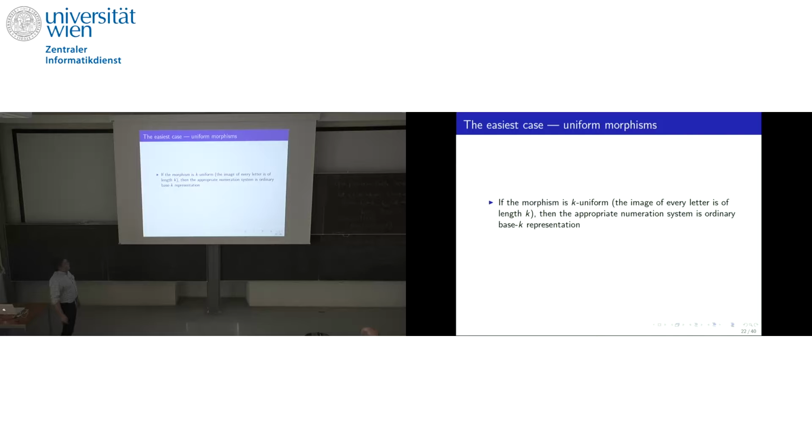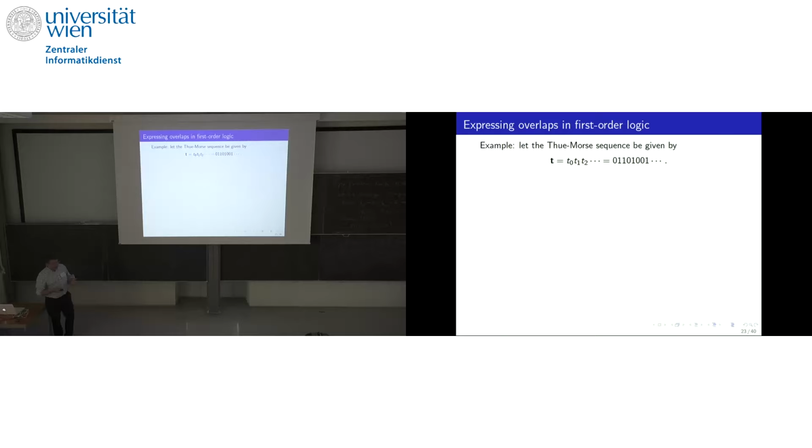Okay, so the special case is the easiest to understand. This is where the morphism is k-uniform. And what do I mean by that? I mean the image of every letter is of the same length, namely length k. And then the appropriate numeration system is just ordinary base k numeration. So that's very easy. And then the corresponding automaton, which I'll call a DFAO, which stands for deterministic finite automaton with output, can be constructed directly from the morphism. So there's a completely trivial process. It takes the morphism and constructs the automaton. And let's look at an example.